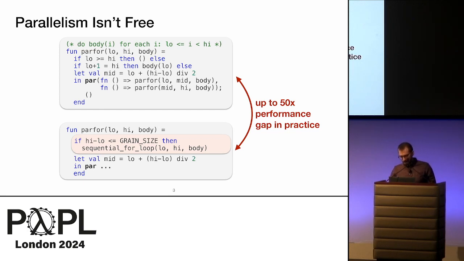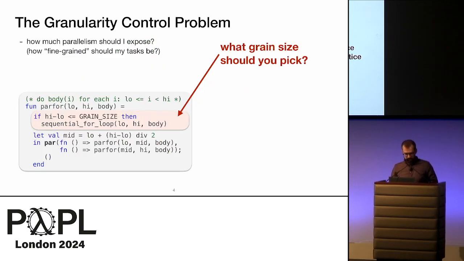This is because of the overhead of par, which on its own might seem like a small overhead. But if you attempt to call par 1 billion times in a short period of time, it will be 50 times slower than you expect, or maybe even 100 times slower. This is broadly known as the granularity control problem. And there's this question of how much parallelism I should expose as a programmer when I'm writing my code. How fine-grained should I make my parallel tasks?